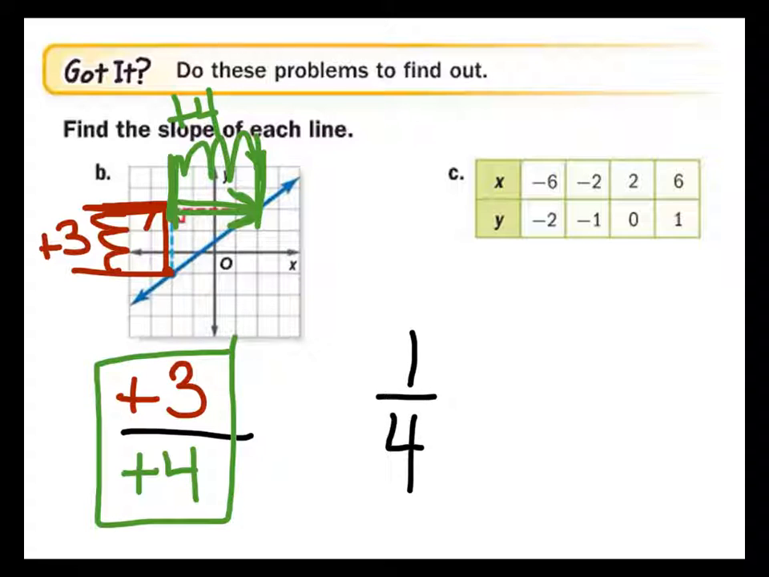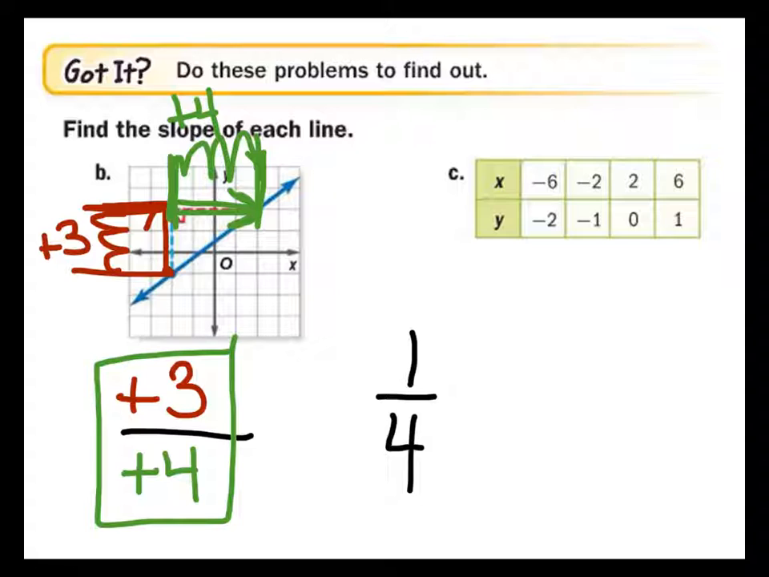Well, how would it be 1/4? Tomas? Because it's going upwards by 2. Okay. Therefore, it's going... All right, well, let's check, okay?